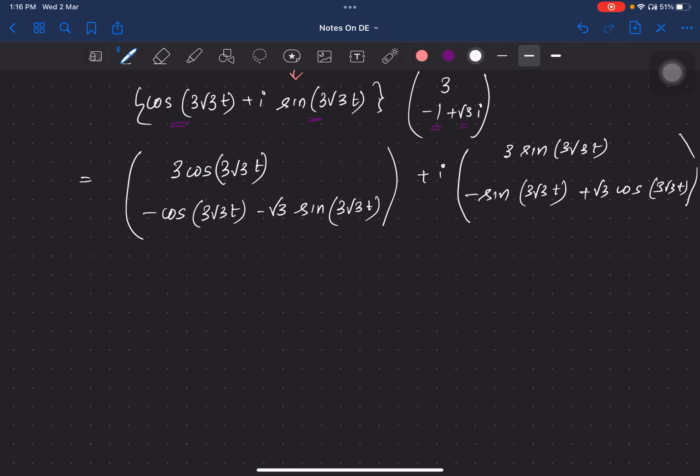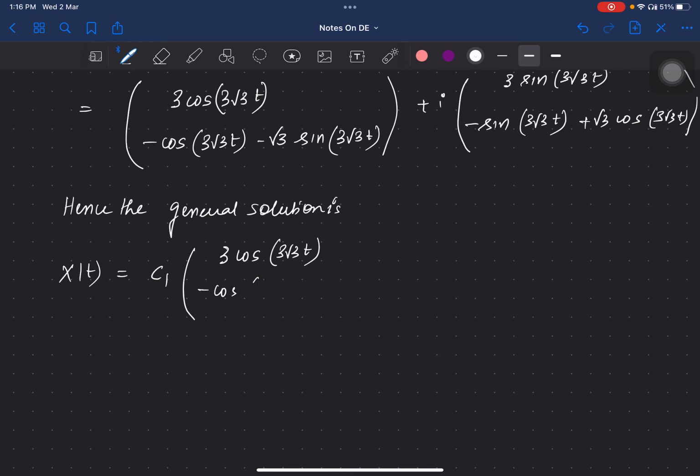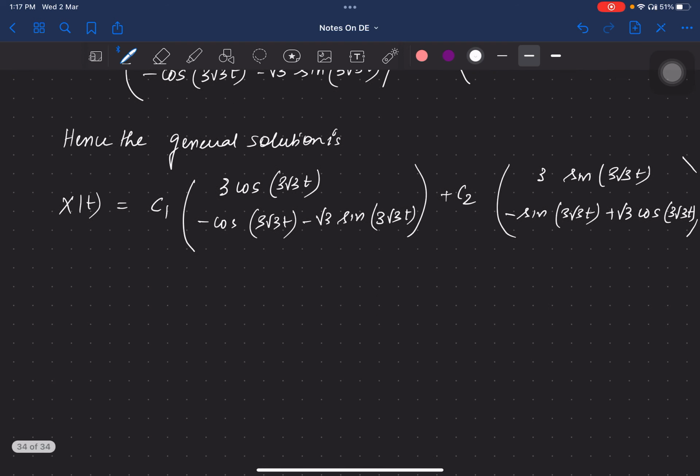So once you have found it, the general solution will not contain any terms of i. It's C1 times the first vector, minus root 3 sine 3 root 3 t, plus C2 times the second vector, minus sine 3 root 3 t plus root 3 cos 3 root 3 t. Okay, so this is our general solution. After that, if you have some initial conditions, then you can find the particular answer.